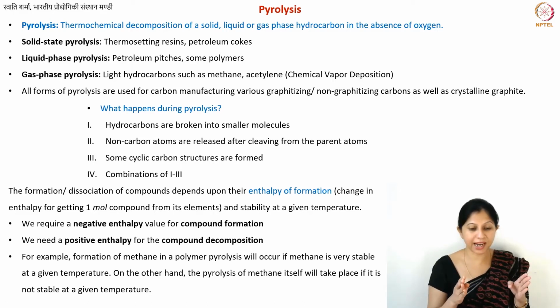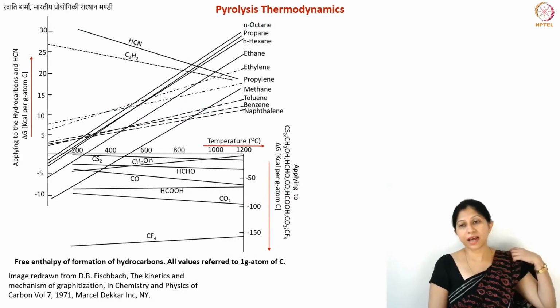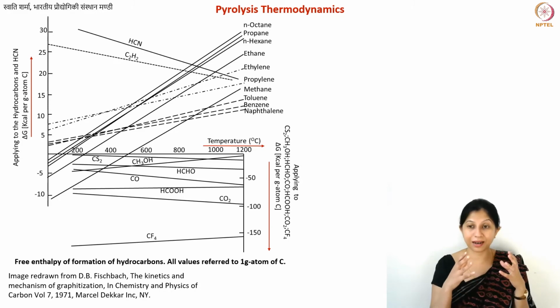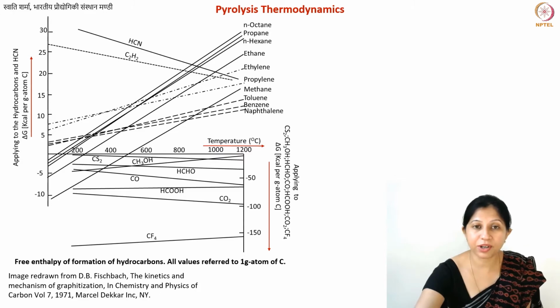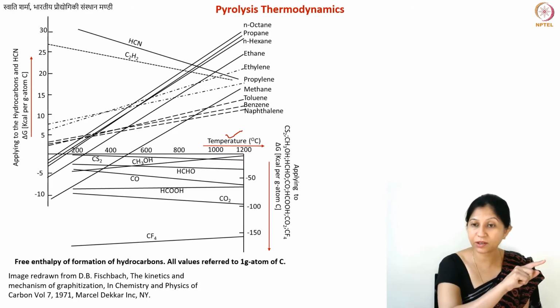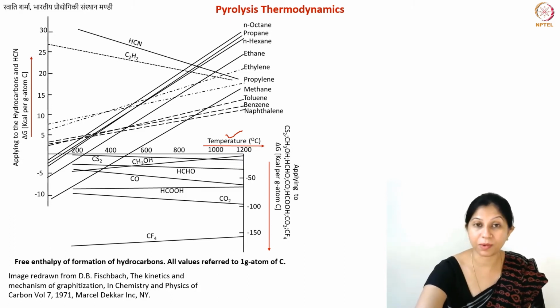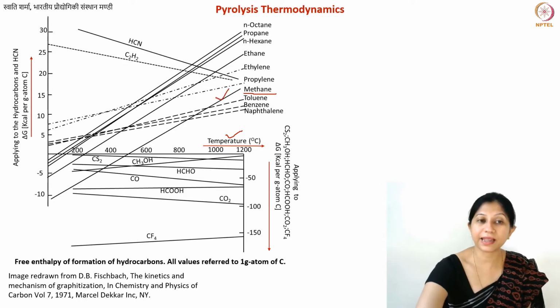You should remember that right now we are talking only about the pyrolysis of methane. In the case of polymer pyrolysis, the process slightly differs. So in this diagram, I have plotted the enthalpies of formation of various light hydrocarbons with respect to temperature. There is a temperature axis here, and you see how the enthalpies change for every hydrocarbon. So here is methane, this is our methane line.